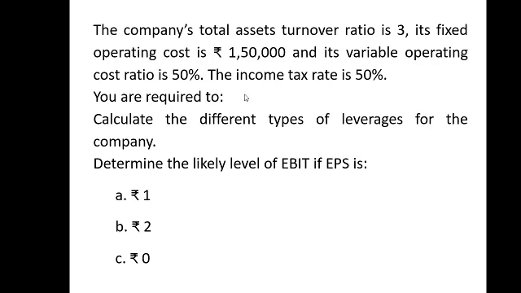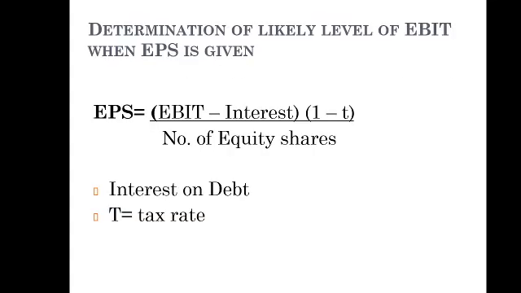Now the second part calculation, determine the likely level of EBIT if EPS is given. There is one formula for EPS calculation. Through that we can get the value of EBIT here. So EPS, if we go by the reverse method, is EBIT minus interest into 1 minus T, because we have to subtract the tax here as this is EBT now. From EBT we subtract tax. So here we will get EAT. EAT divided by number of shares. That means we write the income statement here through a formula.